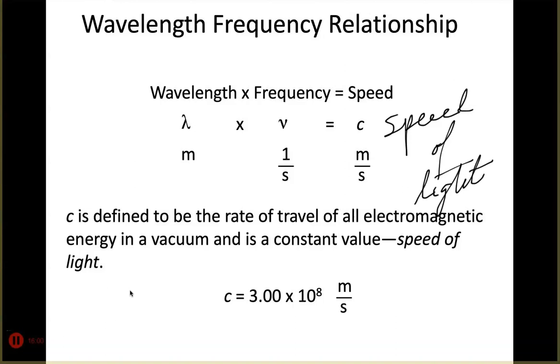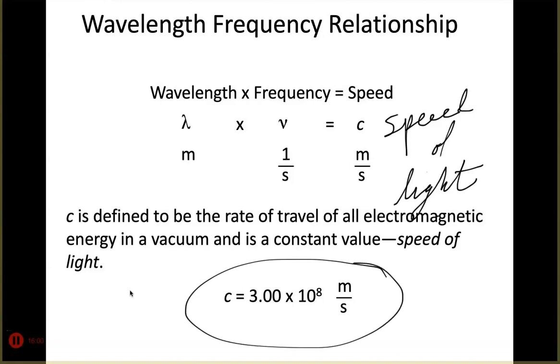So light, L-I-G-H-T. The speed of light is constant. The speed of light is exactly 3.00 times 10 to the 8th meters per second. It is not coincidental that it is a whole number. Humans have defined it as this number. So it's not some cosmic sign that things are ordered because we have an exact number for the speed of light. That is not true. Humans have defined the speed of light to be this speed.